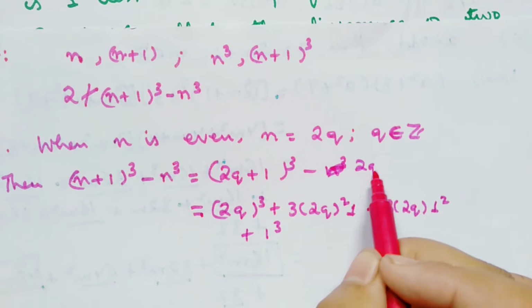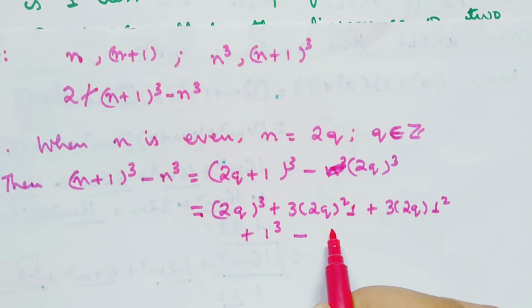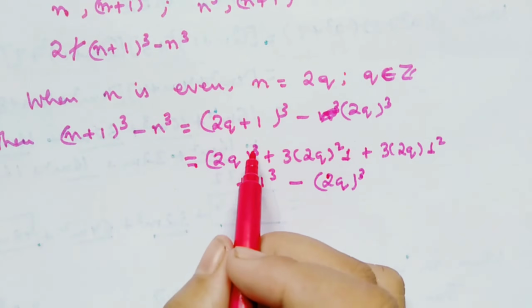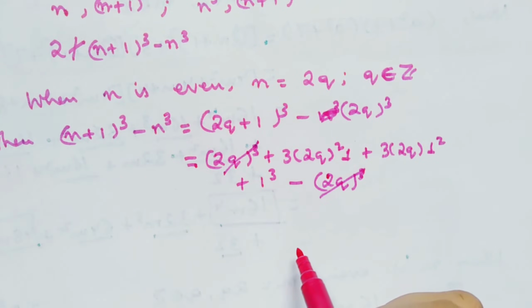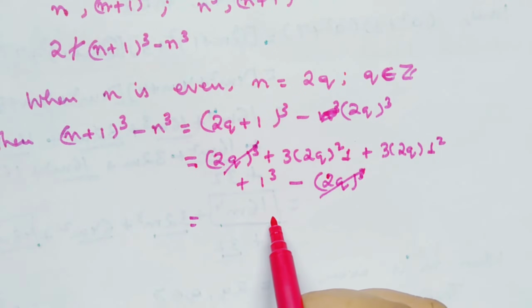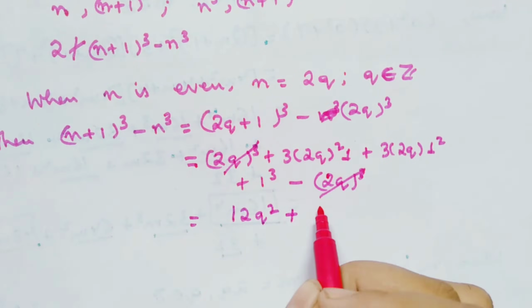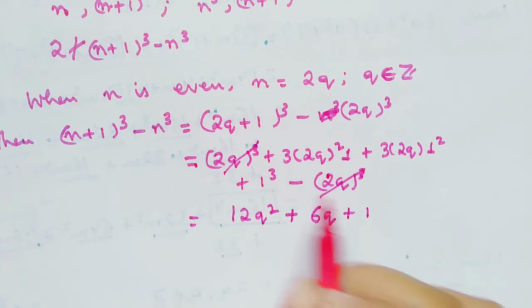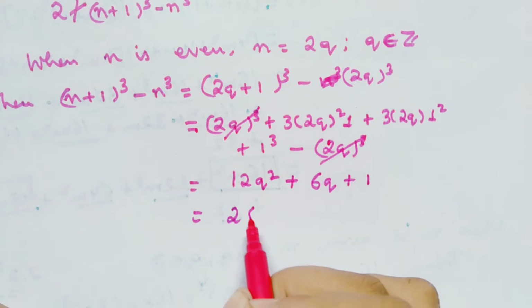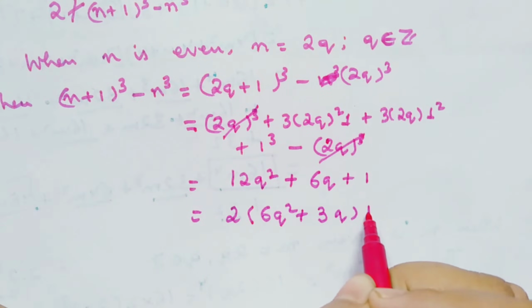Here it should be (2q) cubed minus, from here we have (2q) cubed. See, positive and negative get cancelled, and here we have 2 squared is 4 into 3, we have 12q squared, and here we have 6q plus 1. From here we take 2, then we have 2 times (6q squared plus 3q) plus 1.